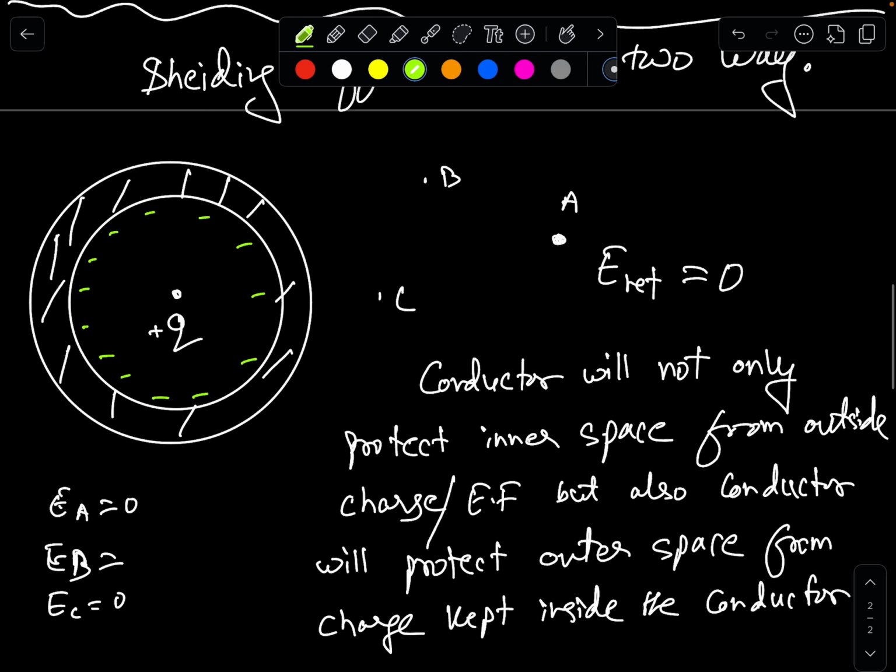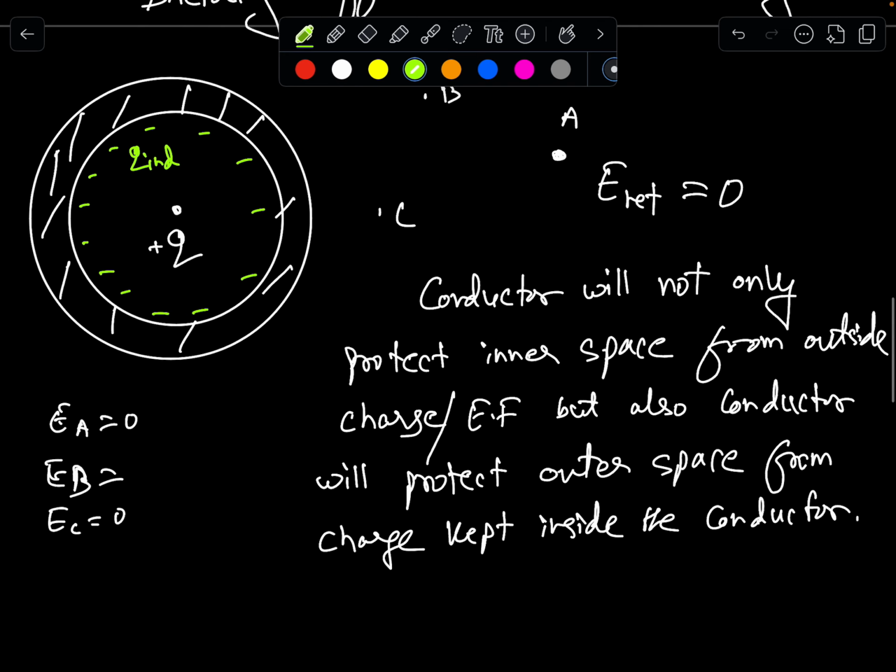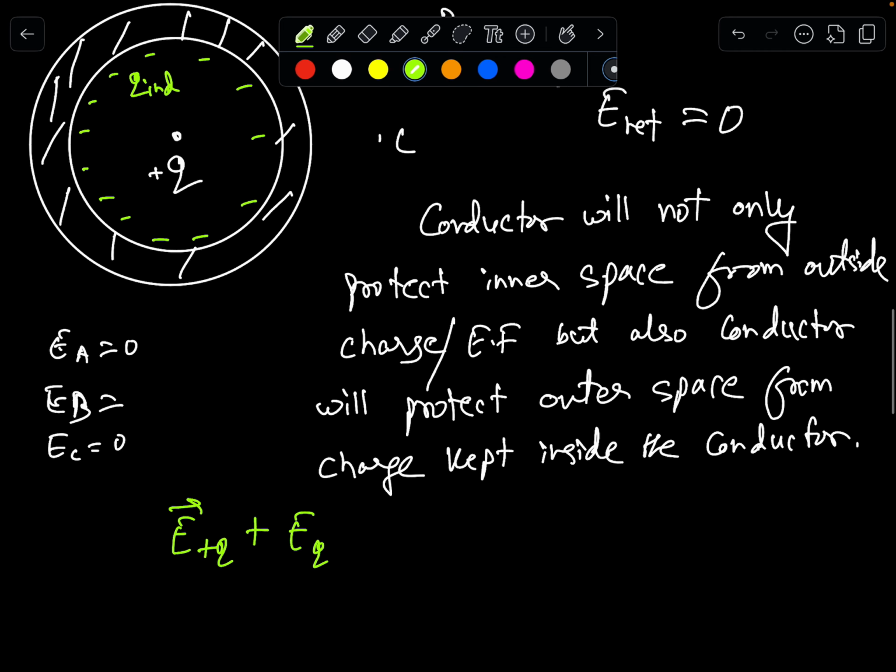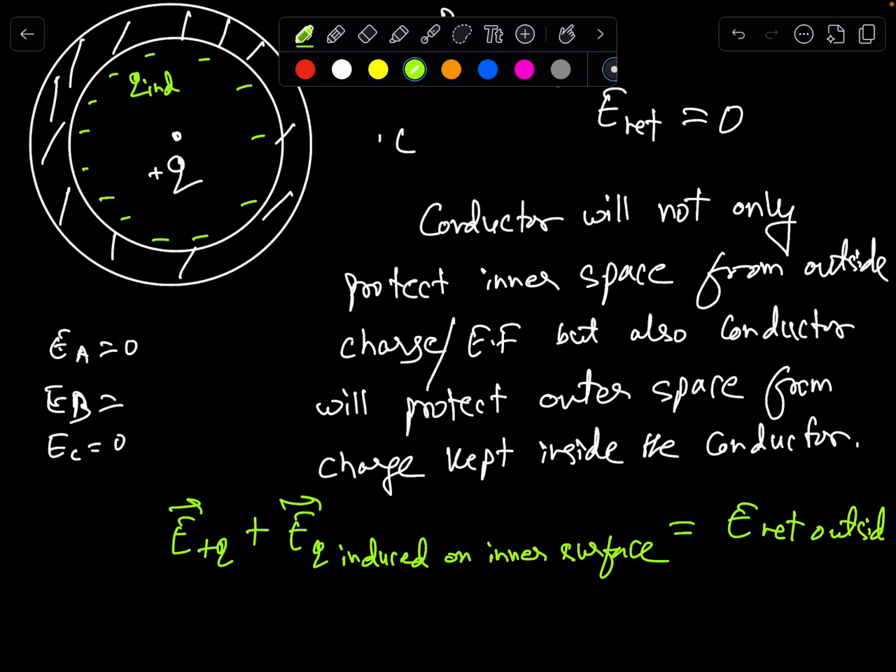That means if I call this Q induced, the electric field due to plus Q plus the electric field due to Q induced on the inner surface will make sure that the net electric field outside is equal to 0, or I can say will make sure the electric field is equal to 0 for outside points.